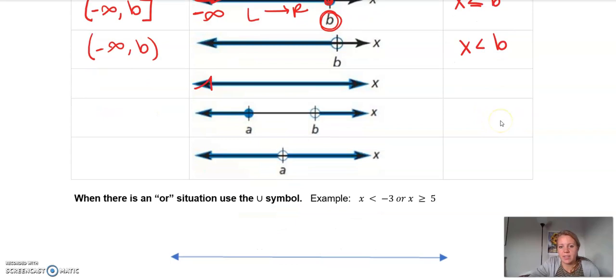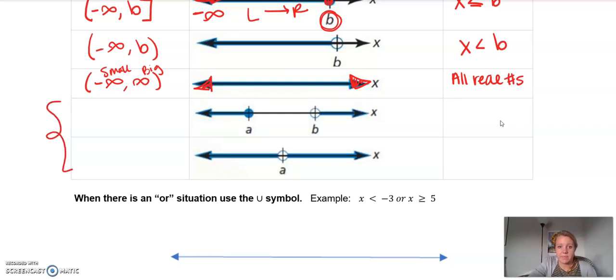So for this one, now that we're stretching both directions forever and ever and ever, what that means is I can just go from negative infinity to infinity, meaning my smallest number is negative infinity and my biggest number is infinity. That just means all real numbers. So when you see this, you can just write all real numbers because we're talking about every single number out there. Okay, so these are a little bit different.